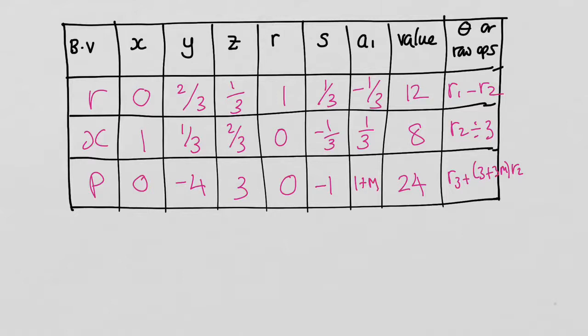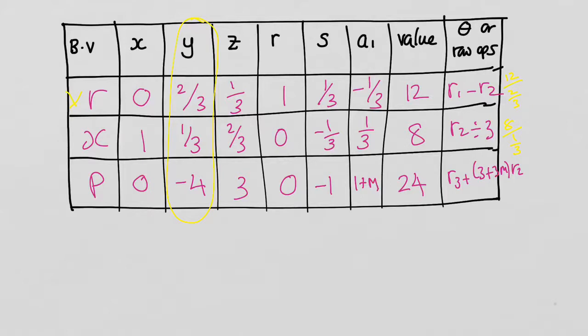Okay, let's look at where to go from here. Again, the most negative here, oh well, it's really lovely, isn't it? Okay, it's this one. So let's work out my theta. So I've got 12 divided by 2/3, so 12 times 3 over 2. And I've got 8 divided by 1/3, so 8 times 3. So the smallest one here is this one. Okay, that gives you 18. So that gives you 18, that gives you 24.